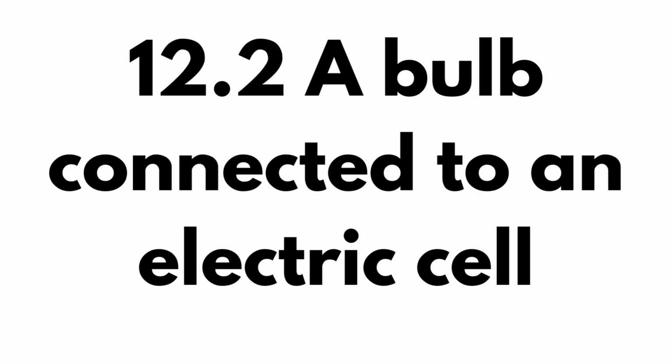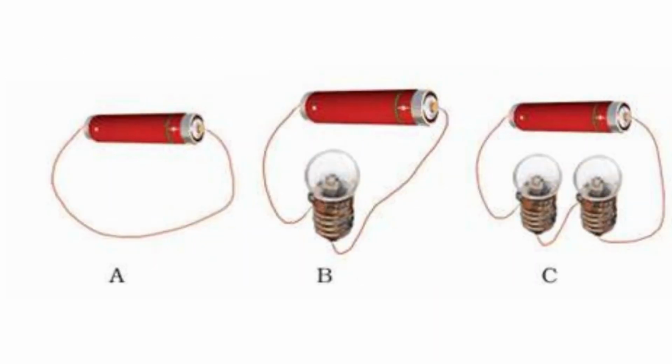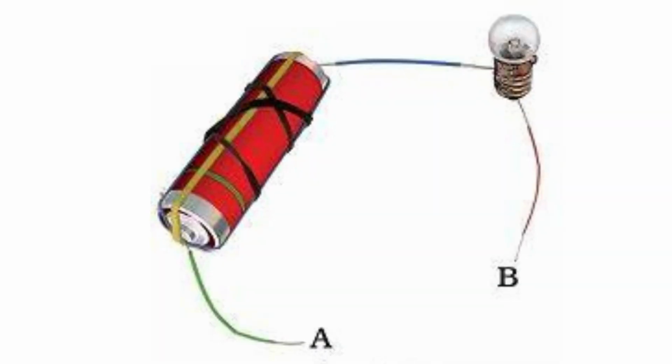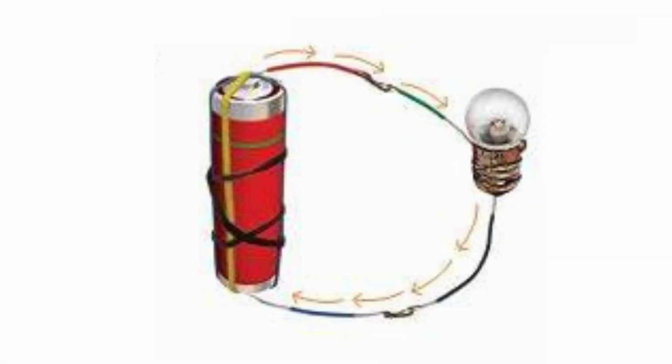A bulb connected to an electric cell. Let us try to make an electric bulb light up using an electric cell. Take an electric cell, a bulb, and a few wires and connect them as shown in the figure. Now try connecting A and B together. The electricity flows through the wire and the bulb starts glowing.